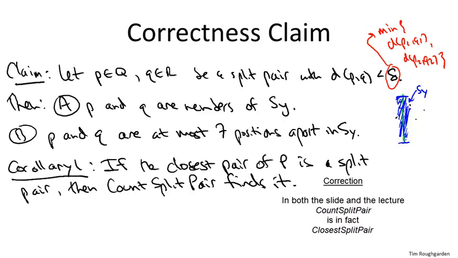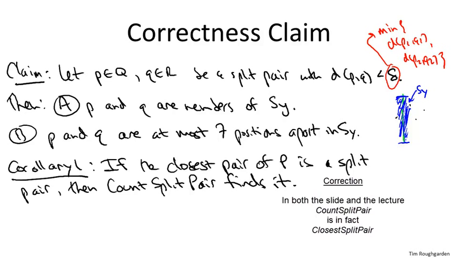Now, what's the content of the claim? Well, the claim is guaranteeing that every potentially interesting split pair of points, namely every split pair of points with distance less than delta, meets both of the criteria which are necessary to be examined by the count split pair subroutine. First of all, and this is the content of part A, if you have an interesting split pair of points with distance less than delta, then they'll both survive the filtering step. They'll both make it into the array SY. Part B says they're almost adjacent in SY. So if you have an interesting split pair of points, meaning it has distance less than delta, then they will in fact be at most 7 positions apart.